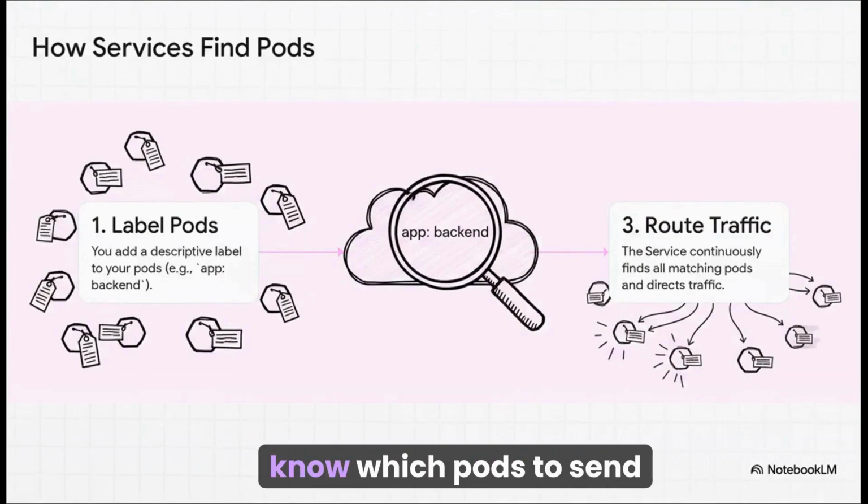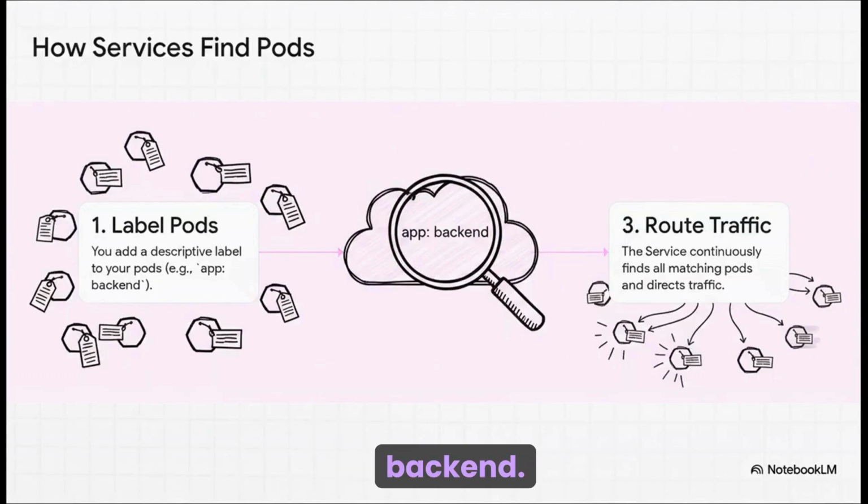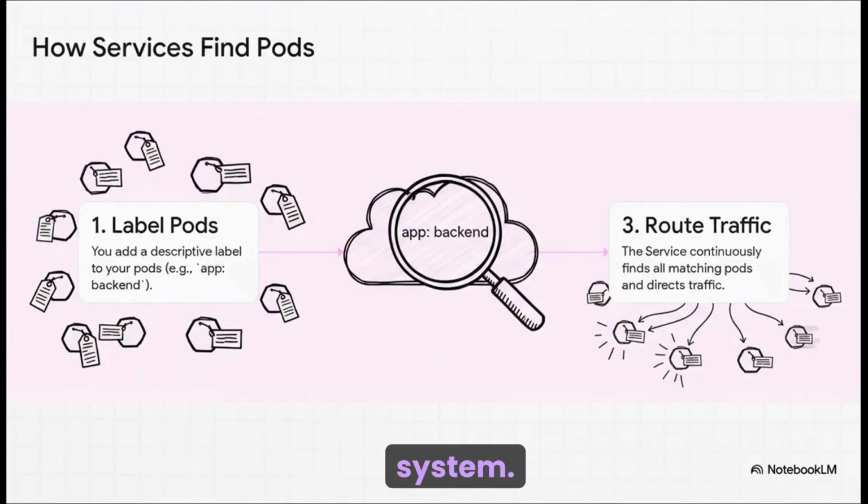So how does a service know which pods to send traffic to? It uses this wonderfully simple system called labels and selectors. First, you put a label, basically just a tag, on your pods, like app backend. Then you create a service and tell its selector to look for that app backend label. The service then just constantly watches for any pods with that tag and keeps its list of targets up to date automatically. It's a self-healing system.